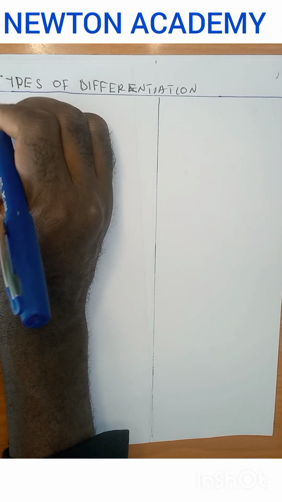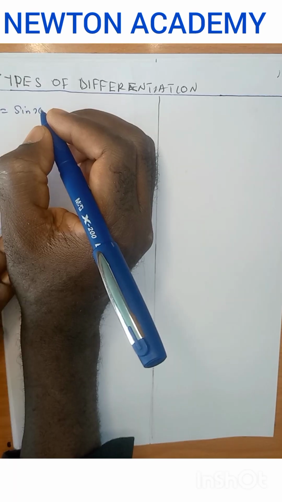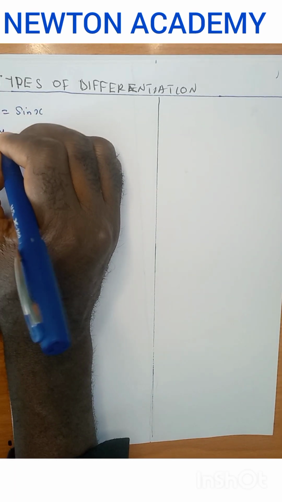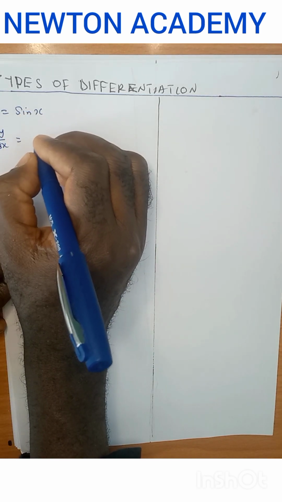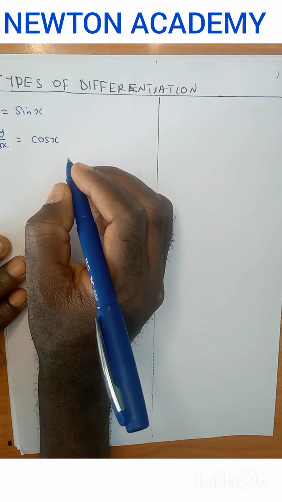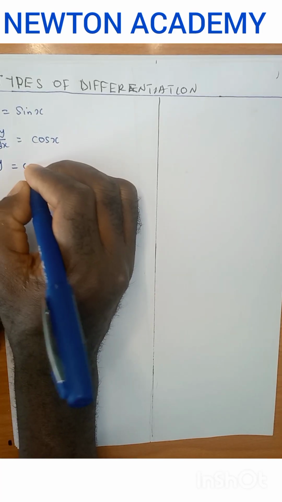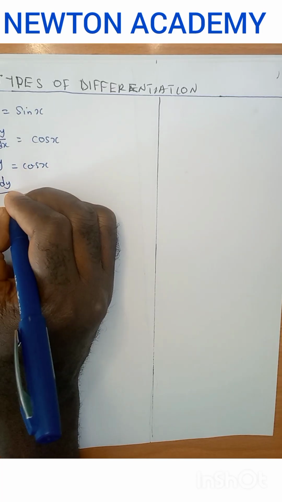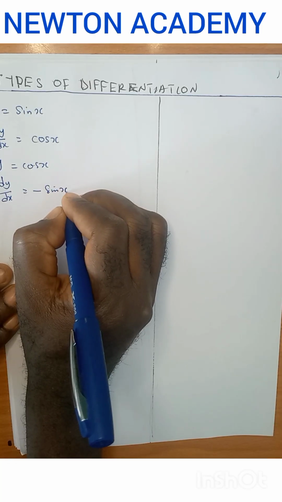Supposing you are given the function y is equal to sine x and you have to differentiate it. Then when you differentiate y with respect to x, dy/dx is equal to, when you differentiate the sine function, it will give us cos x. In other words, when you differentiate sine, it will give us cos. Then what if you are given y is equal to cos x and you have to differentiate cos? When you differentiate, you have dy/dx is equal to minus sine of x.